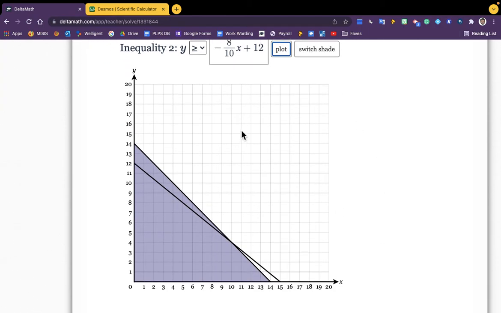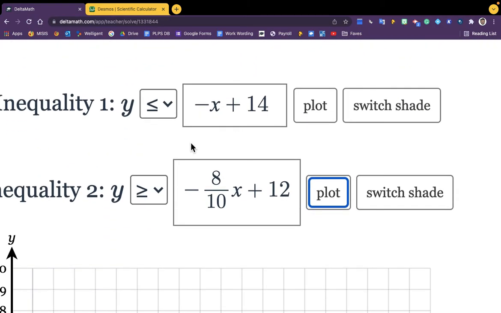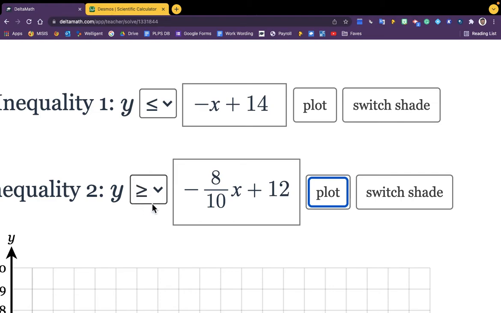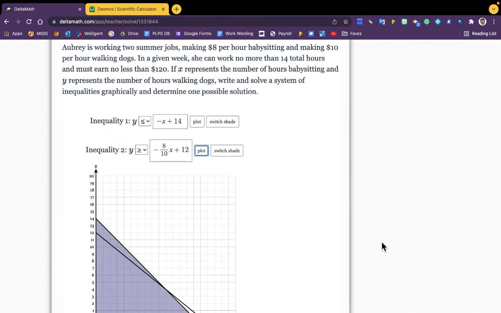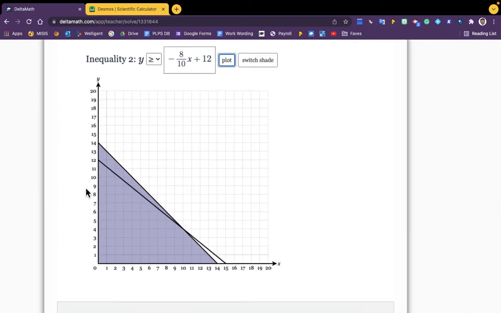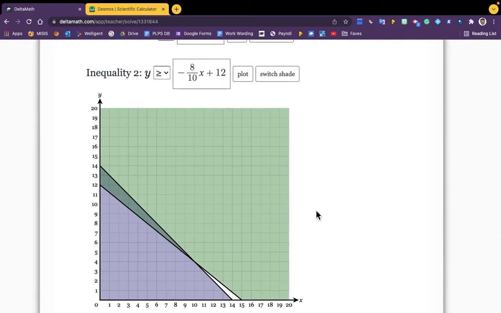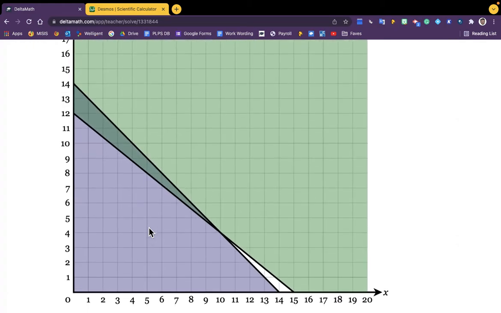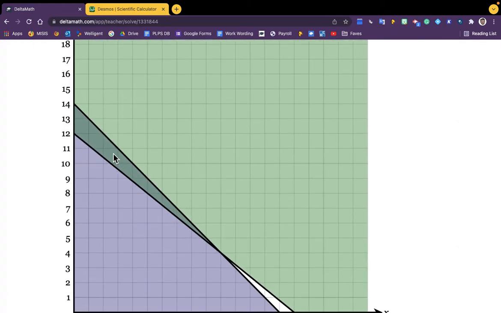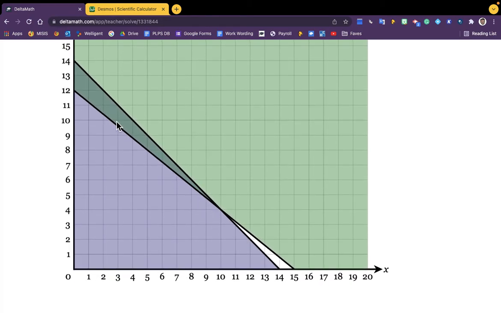And there's my second line. Now this says greater than. Greater than means I'm going to shade above my line. Okay? And there we go. Look at that. I shaded above. Now, as you can see here, this dark green area is where it's double shade. It's purple and light green. This area right here.